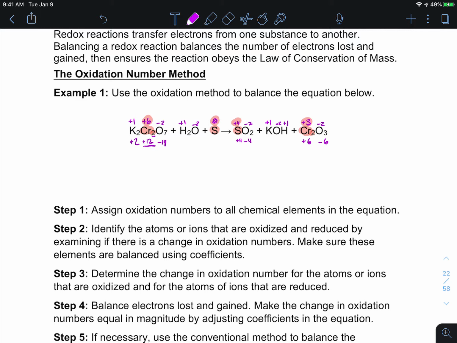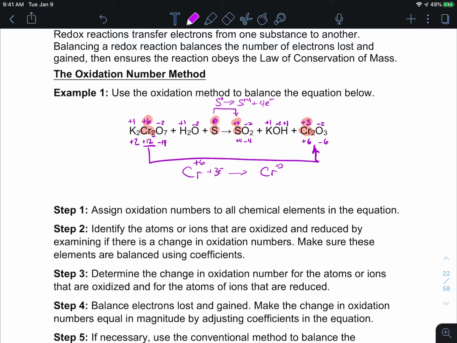So let's look here. We've got the chromium goes from 6 to 3. So we have Cr plus 6 going to Cr plus 3. And over here the sulfur is going from 0 to sulfur plus 4. So that means that the sulfur is producing 4 electrons, and the chromium is absorbing 3 electrons, each chromium.